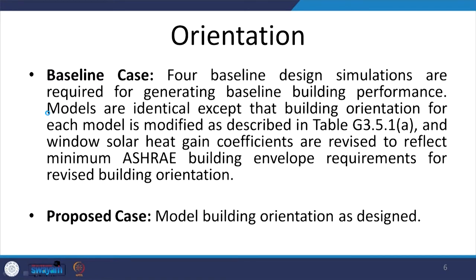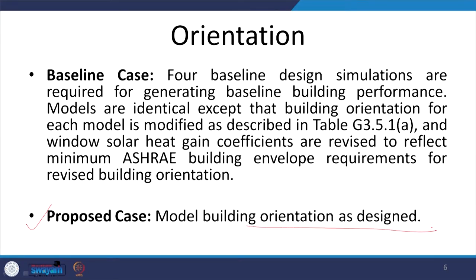The next is orientation of the building, keeping the building geometry exactly the same. So, the total floor area, the building surface area, all of that remains the same for both baseline and proposed case. However, for orientation, the baseline will be calculated by simulating the building geometry, which is the same as the proposed case, for all the four orientations, and then taking an average to calculate the base case energy consumption or EPI. However, for the proposed case, the model building orientation will be the orientation as designed. So, this is done in order to give the advantage to the designer for taking into consideration the correct orientations. So, for example, the building has been designed in such a manner that the larger facade faces north, and appropriately the windows have been designed.